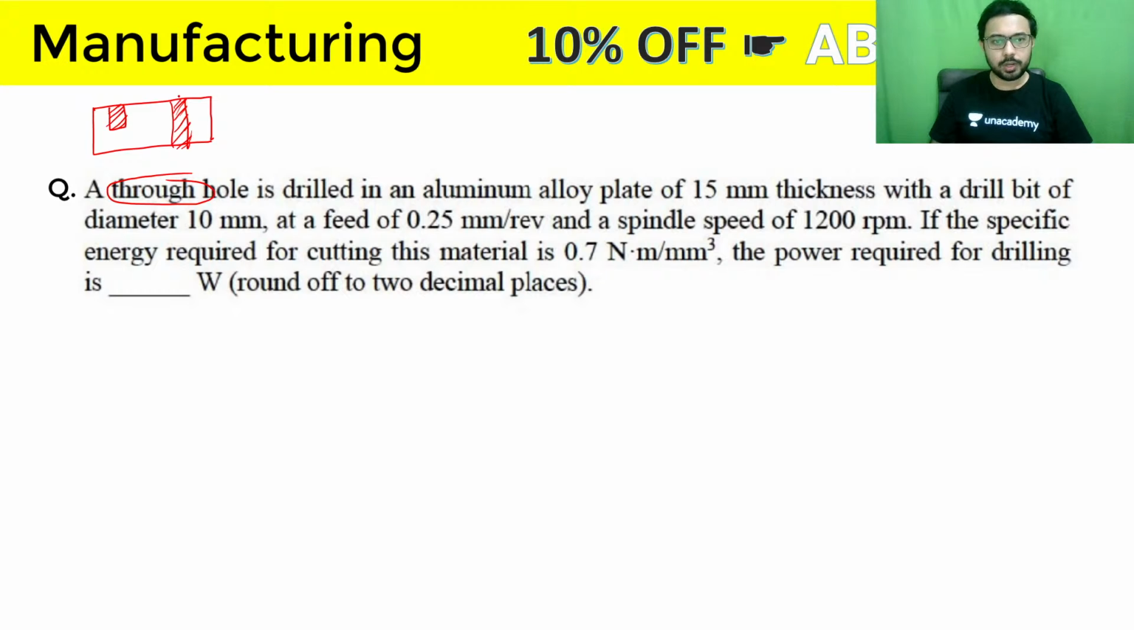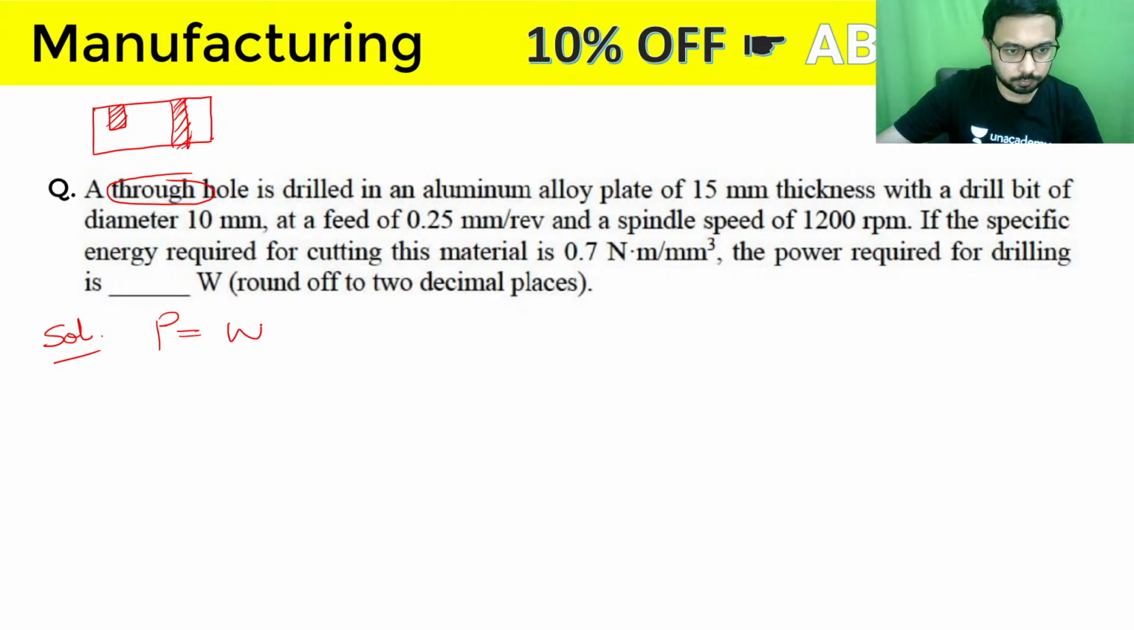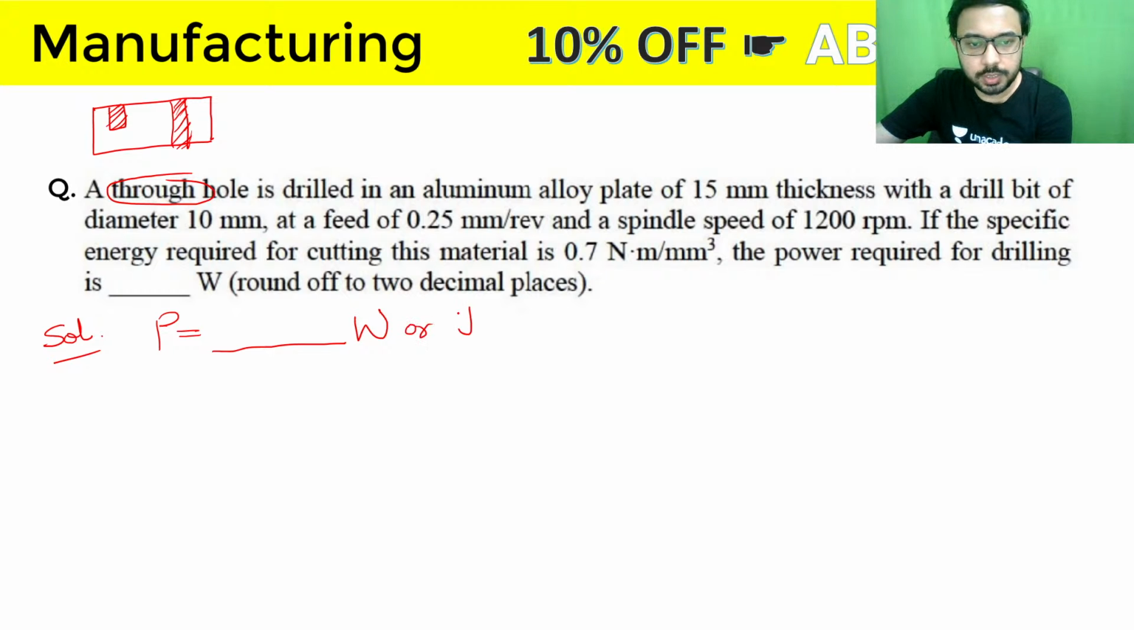So a through hole is drilled in aluminum alloy plate. Thickness is provided of the plate, and drill bit diameter, feed and spindle speed are also provided. The energy required for cutting this material is given as 0.7 joule per mm cube, and the power required for drilling is asked in watts. So in this type of question, what we need here is power, so we need the answer in watt, or we need the answer in joule per second.